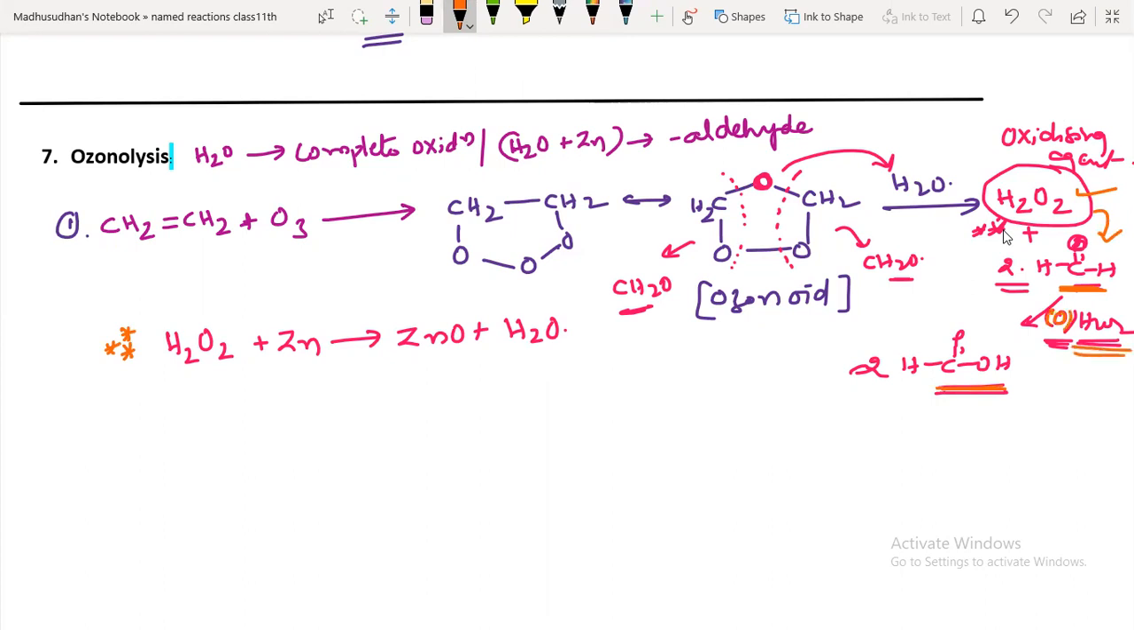Okay, next another example I am taking to understand it better. Suppose now I am taking an alkyne, CH3 C triple bond CH, on reaction with ozone. What is the first step? Okay, ozonide formation takes place first. So directly I will write the ozonide.